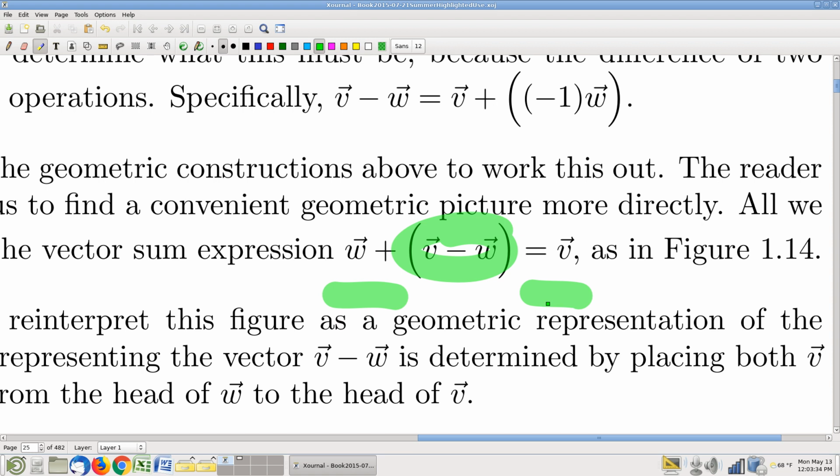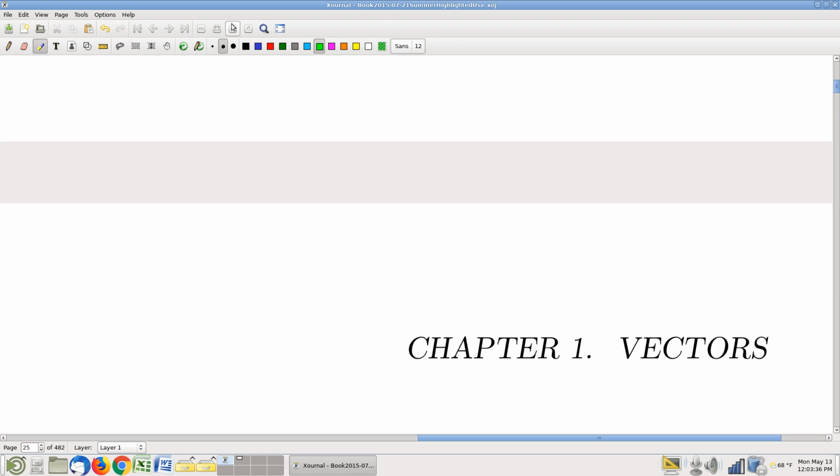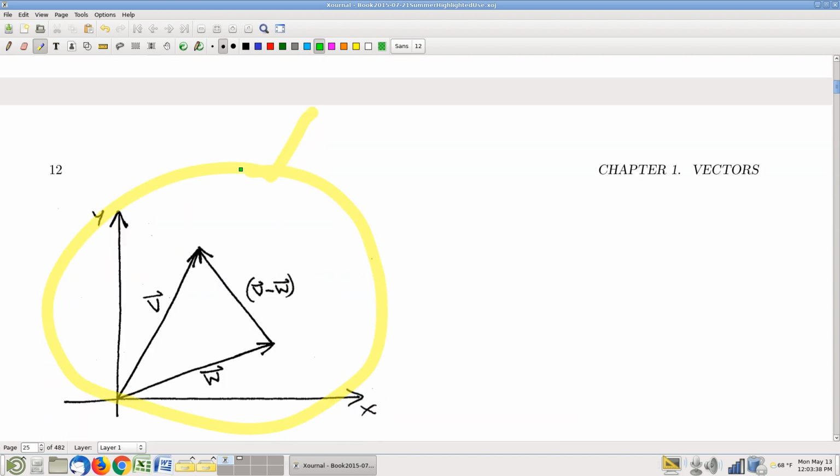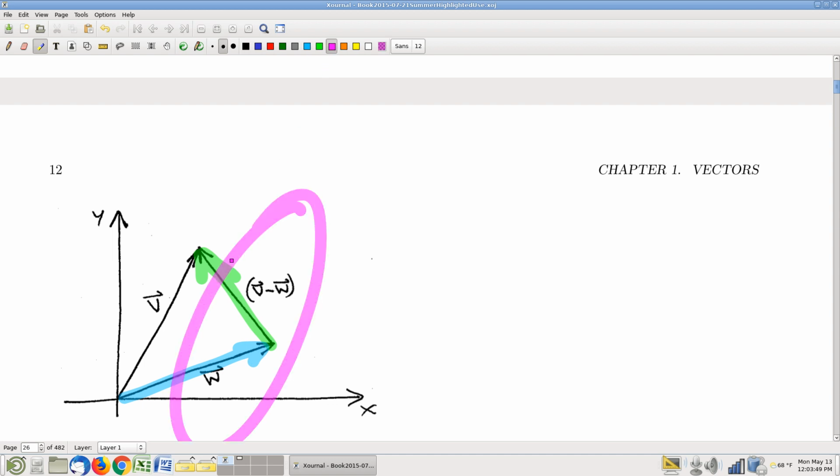So notice that gives you a picture that's very satisfying. Here's the picture of subtraction. That is the vector that when you add to w, when you add these two things, you get v. So said differently, the difference of v minus w is represented by an arrow that goes from the head of one to the head of the other when they're both in standard position.